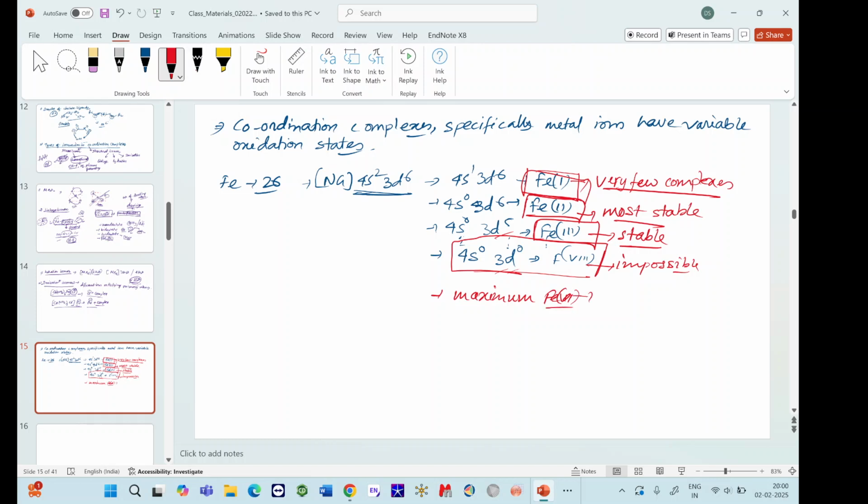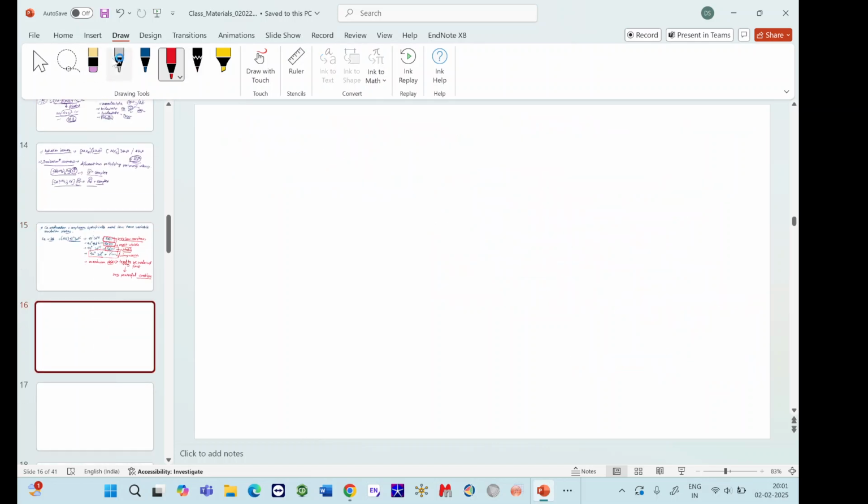But this tends to be reduced very fast. That is why it is a very powerful oxidizer, because it wants to be reduced very fast. Now let us move to another part, stability of complexes.